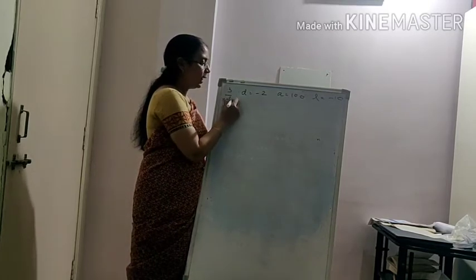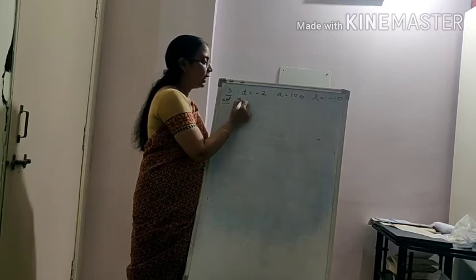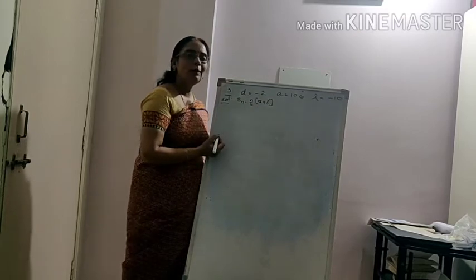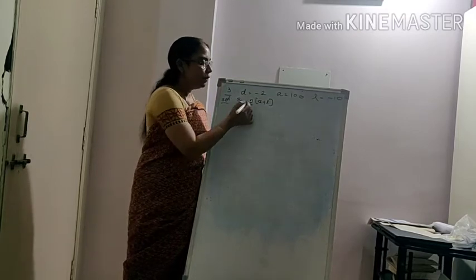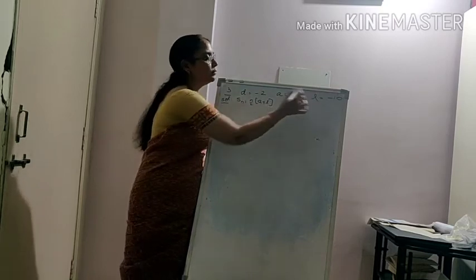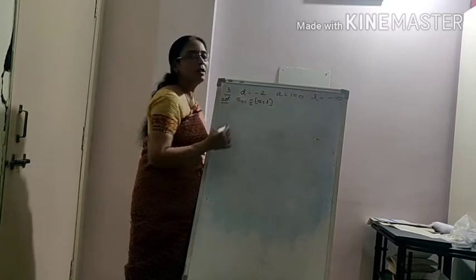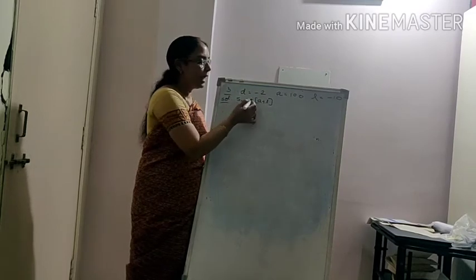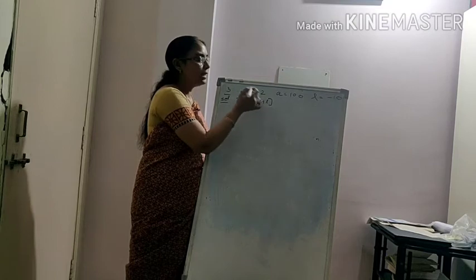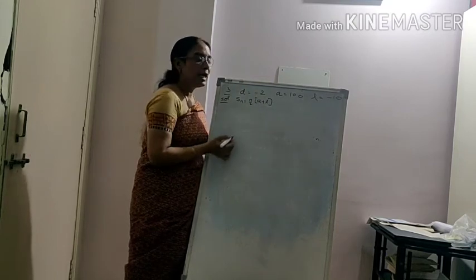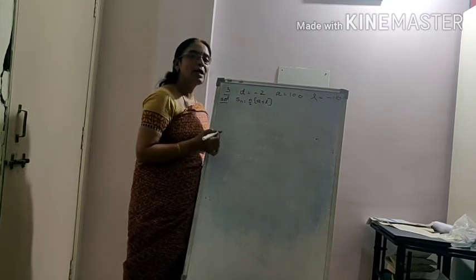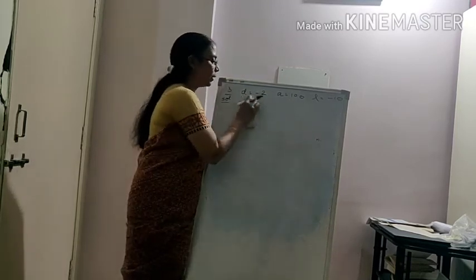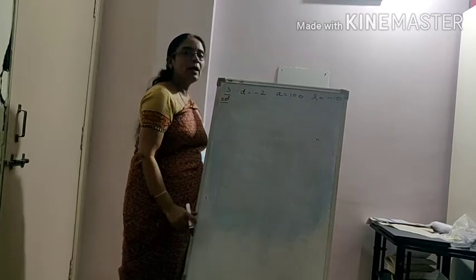Children, when we are doing it, the first thing everybody thinks is we can make use of n by 2 into a plus l. If we want to make use of this formula, we should know what n is. But in the information given in the question, we are given a, we are given d, but we are not given n. Unless the number of terms is known to us, we cannot make use of this formula. So the first thing we have to do is find the number of terms.